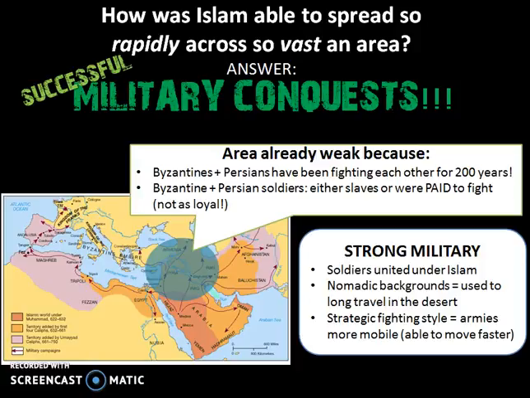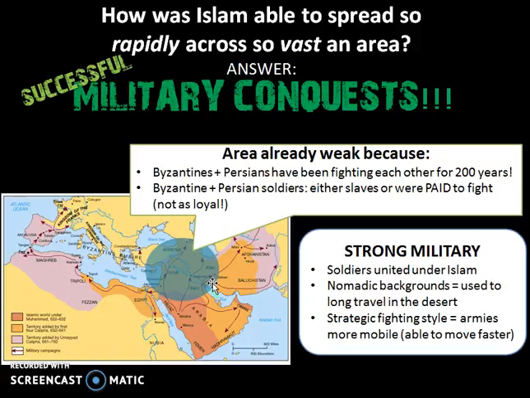So why were they able to successfully conquer these territories? First, the area they expanded to was already weakened. The dark blue circle is where the Byzantine Empire and Persia had already been fighting each other for 200 years. They were obviously weakened from years of war and unable to defend themselves as well from the Muslims.